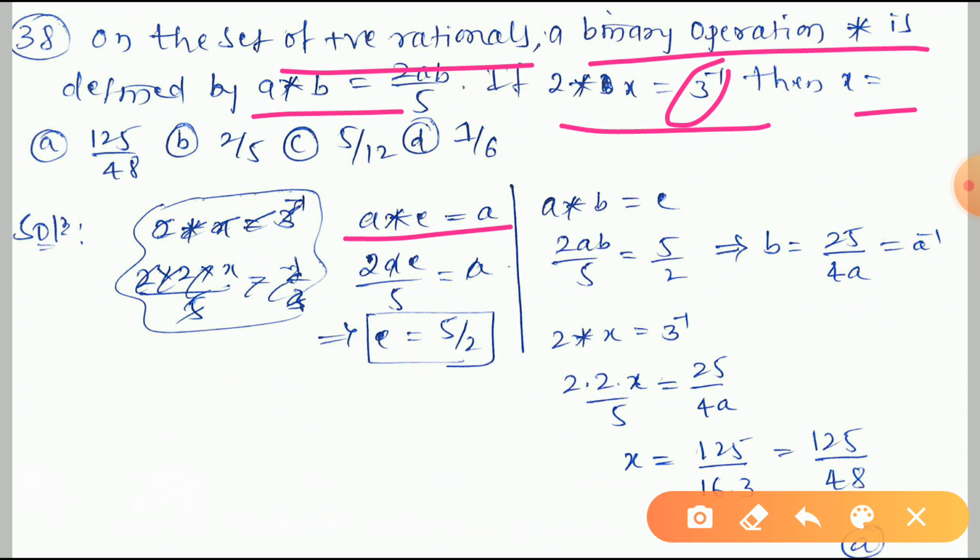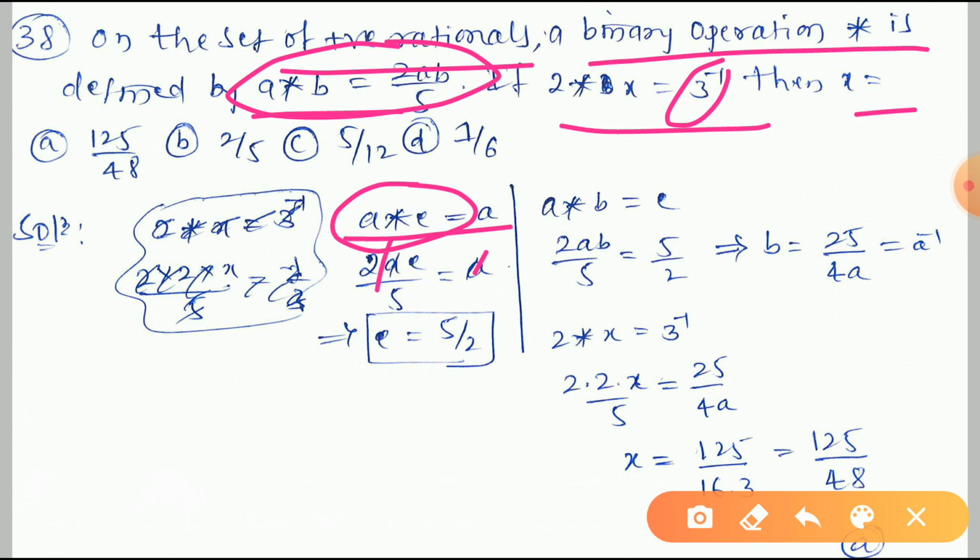The solution of this question is, here we know the definition for identity element, a star e is equal to a. Here a star b is given, that is 2ab by 5. By using this definition, to find e, a star e is equal to 2 into a into e divided by 5 is equal to a.